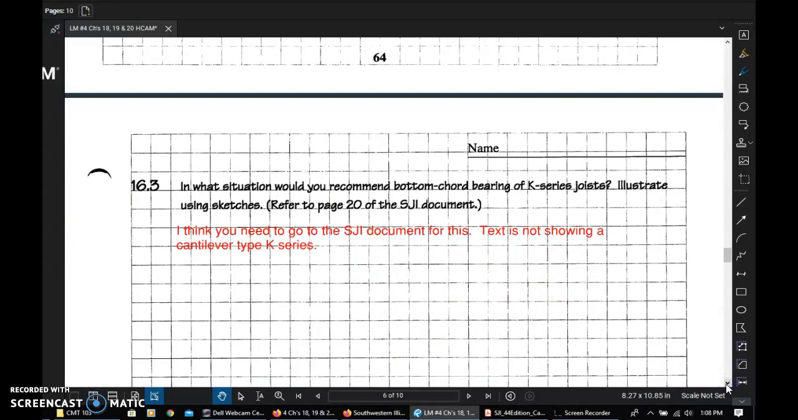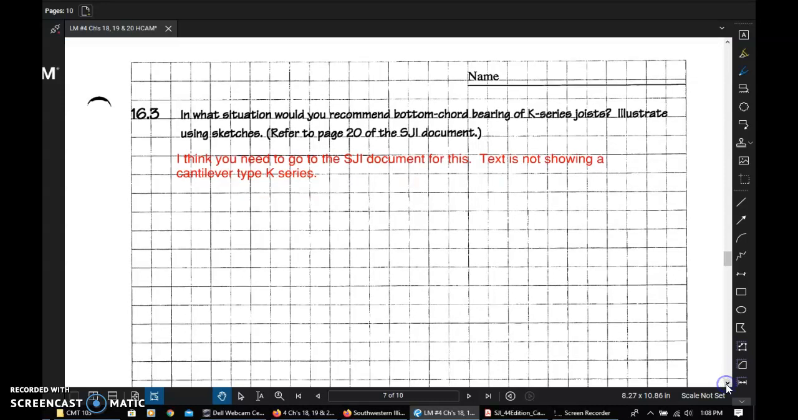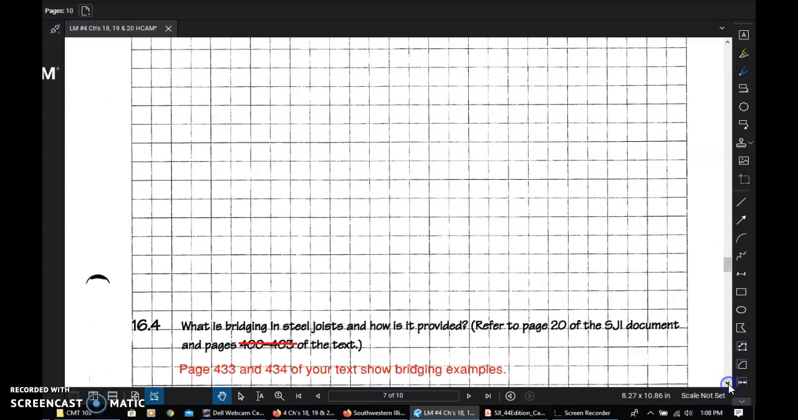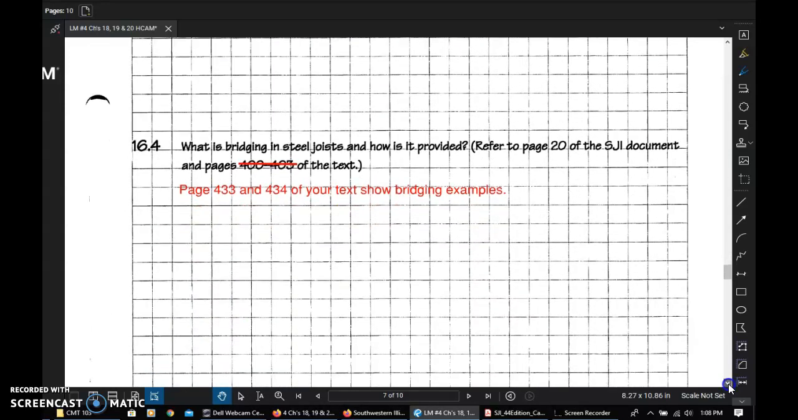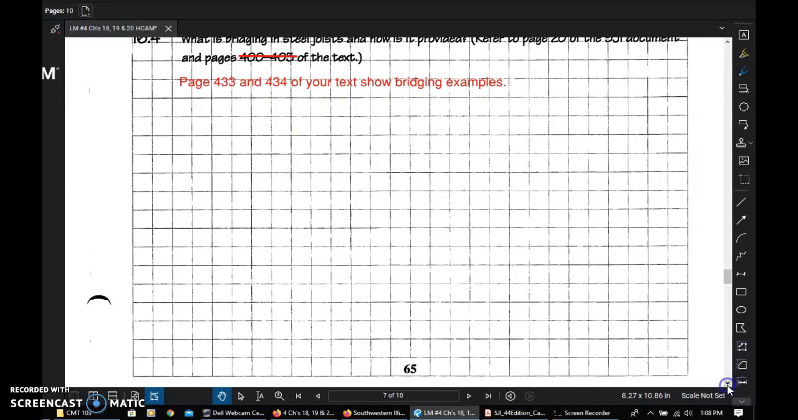And so in what situation would you recommend the top chord bearing of K joists? And so there is not a drawing in the book on this one, I don't think. But I did show you what that looks like earlier in this video. It's in the SJI document, and it's basically the cantilever that I was talking about earlier. So what is bridging? The text actually changed on this. You'll see bridging on page 433 and 434 of your text, and it's also spelled out in the SJI document.